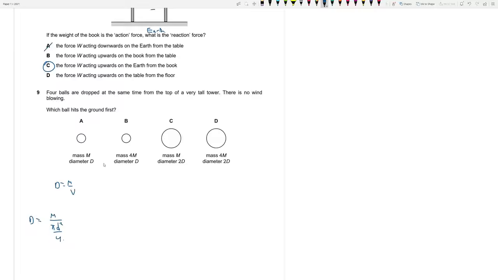Basically, it will be the most dense ball. If it was a vacuum, they'd hit at the same time, but since it's not, density will actually determine the time at which they drop. So clearly we are going to look for highest mass and least volume or least diameter. So the answer is B. It has the greatest mass and the diameter is less.